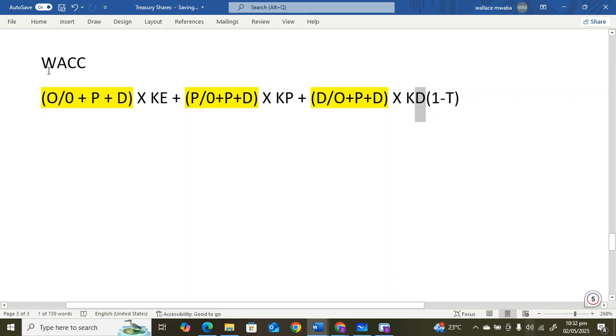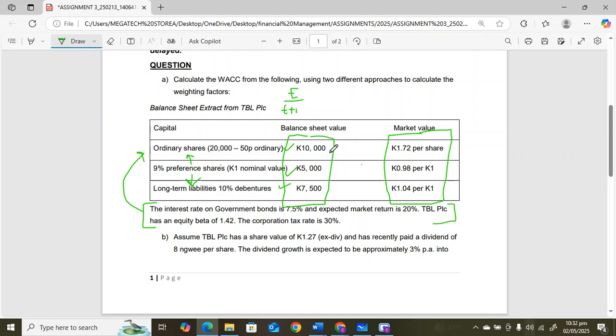As I said, the first thing you need to do is get the weights of ordinary shares, preference shares, and debt. So that when you reach this formula, having got the weightages, you just substitute, and you don't need to do these tabulations. We're going to use first the weights of the book values. So we total up the total money raised from these sources of capital.